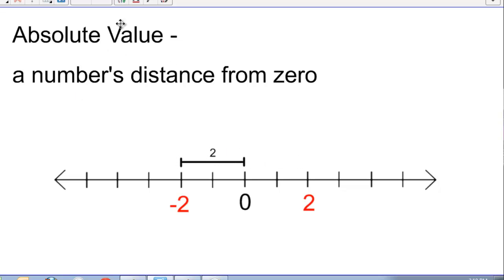Now, absolute value is the number that describes how far away from 0 a number is. So the absolute value of 2 is its distance, positive 2. Distances are always positive. You can't walk negative 1 block. You can't walk negative 1 mile. So distances are always positive. The distance of negative 2 from 0 is 2. The distance of positive 2 from 0 is also 2. So the absolute value of both of these numbers would be 2.